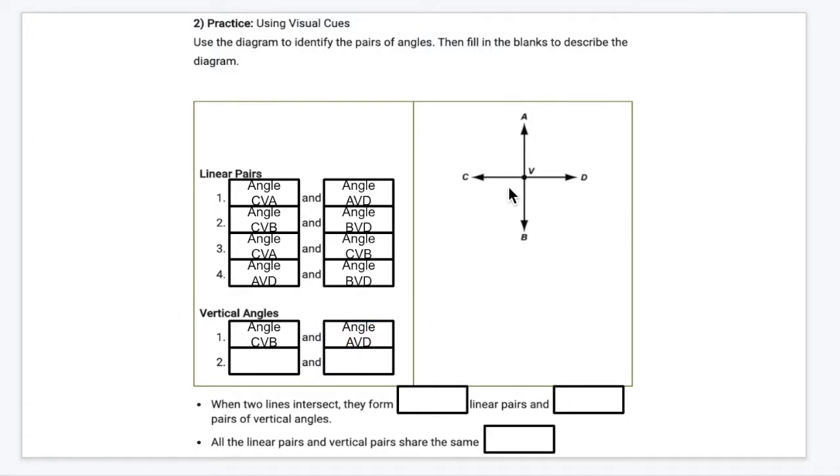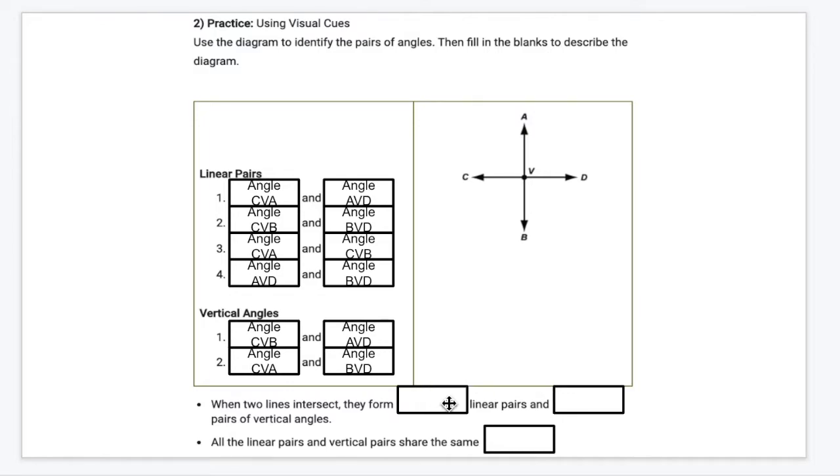Now, I already handled angle CVB and angle AVD, so I just want to look at whatever angles I didn't name so far. One of them could be CVA, so I could have angle CVA, and the angle opposite to it is going to be angle BVD because it's directly across. And I know that these are vertical angles because they're being formed by the same intersecting lines. That's really important in order to determine what your vertical angles look like.